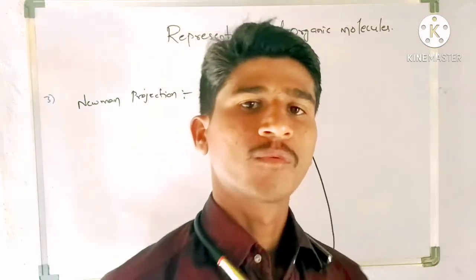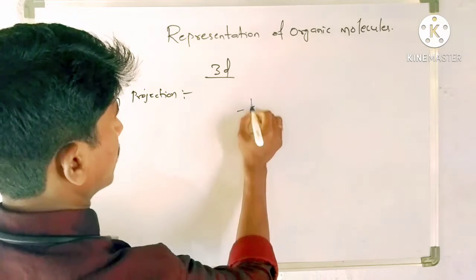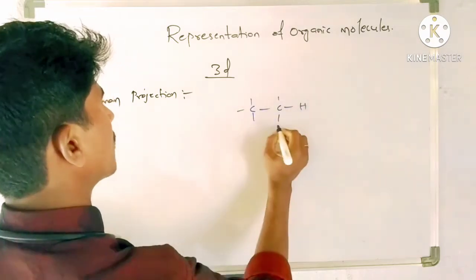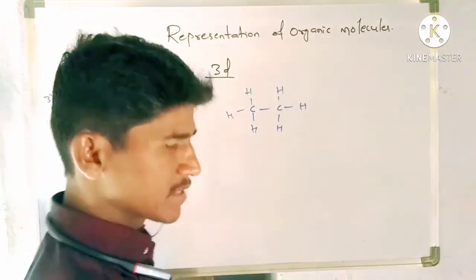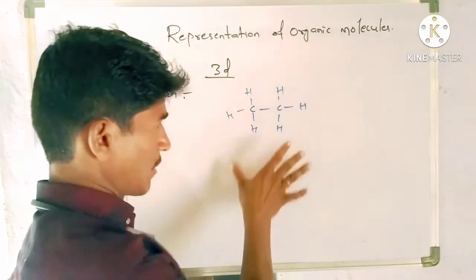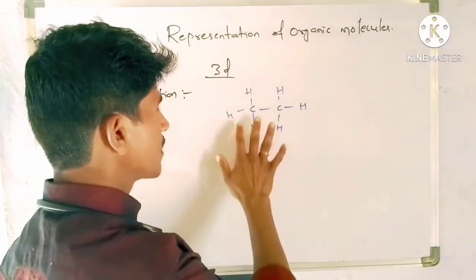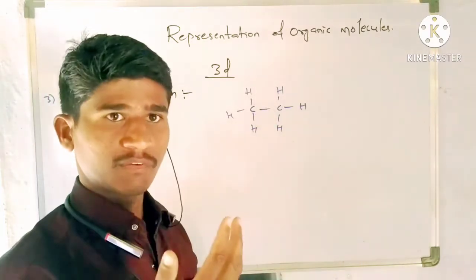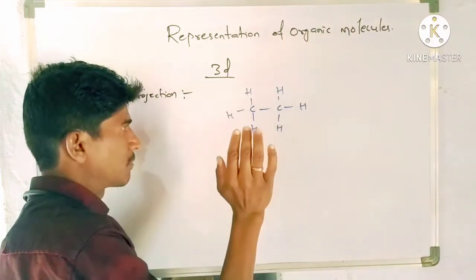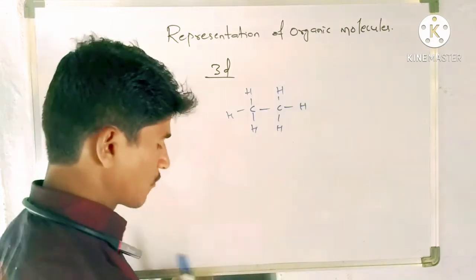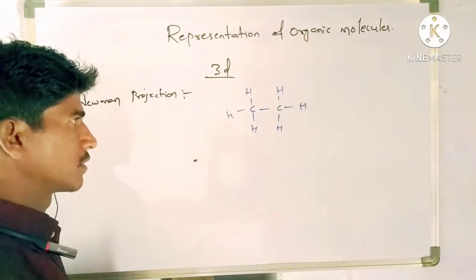So here the third one is Newman projection formula. In case of Newman projection formula, let us take an example, ethane. Now this is the example ethane. This is actually a three-dimensional structure, but on the plane we are representing it like this. Here we have two carbons, front carbon and back carbon. When you observe like this, this is front, this is back. So front carbon should be represented as a dot, and back carbon should be represented as a circle.